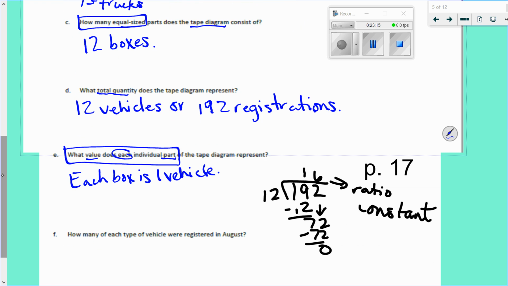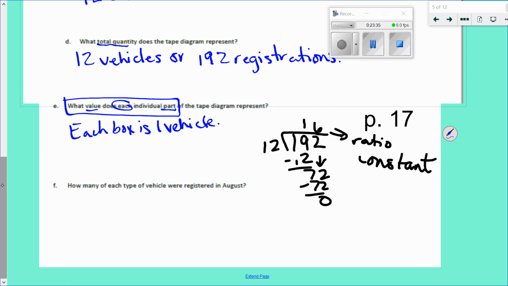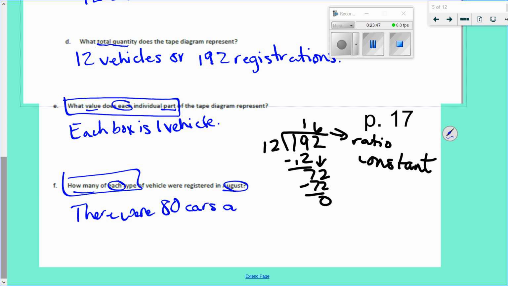Now, Avi, how many of each type of vehicle are registered? What do I do? What did you say a few seconds ago? Write a sentence. Write a sentence. So, how many of each type of vehicle were registered in August? There were 80 cars and 112 trucks. Does everybody understand that whole process that we went through? Anybody not understand it? Maybe our better question.